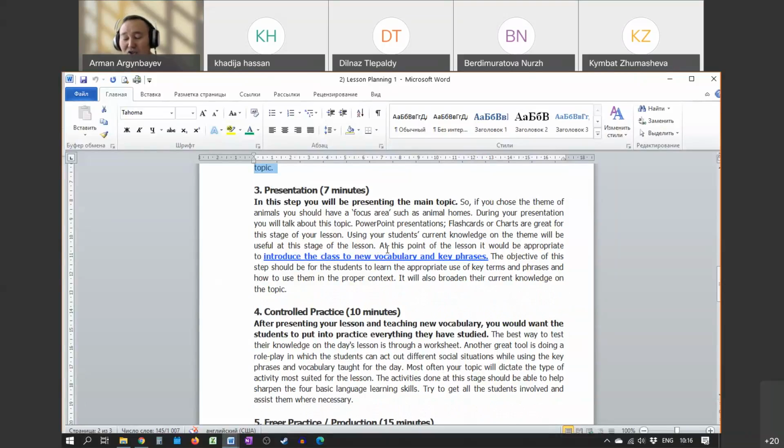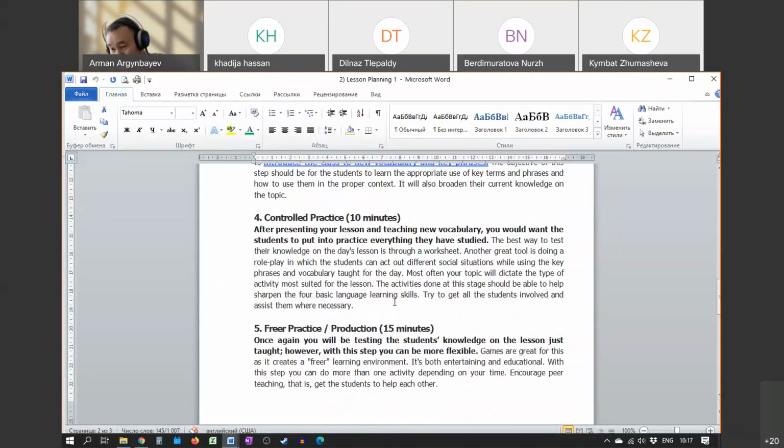7 minutes. The teacher here presents new material. He can use flashcards with pictures, or he can use a PowerPoint presentation with slides, whatever. Then comes controlled practice, as we mentioned. And again, the teacher can show flashcards, and students should say what it is. Or it might be a presentation with slides. Again, students should say what it is.